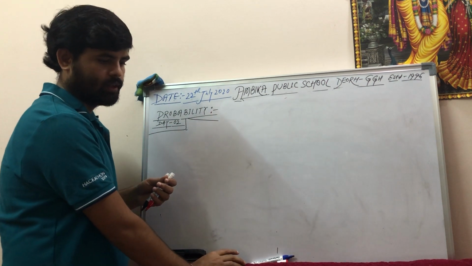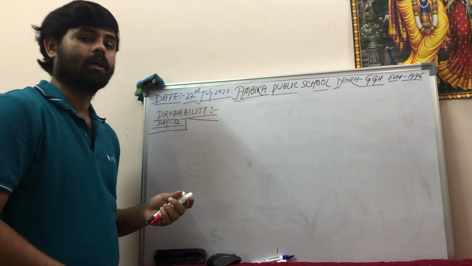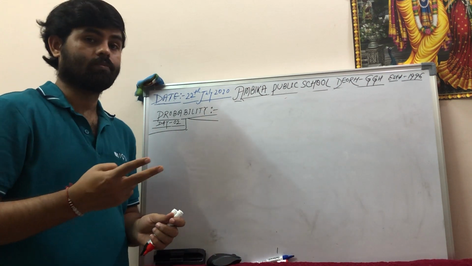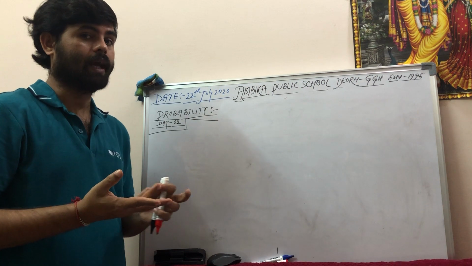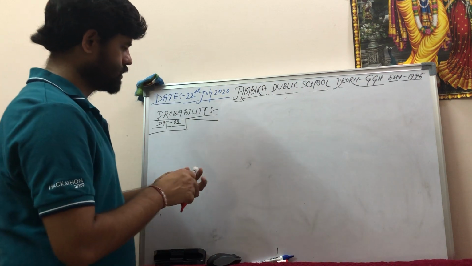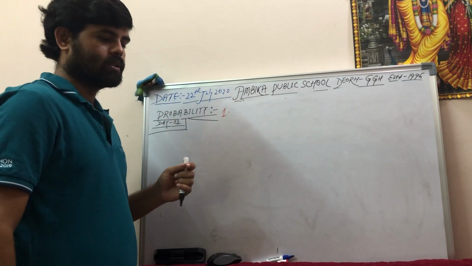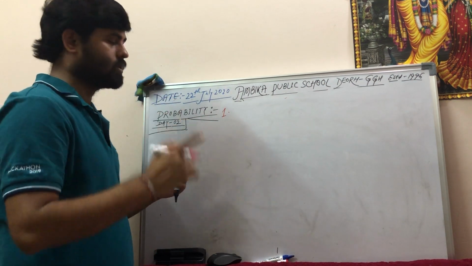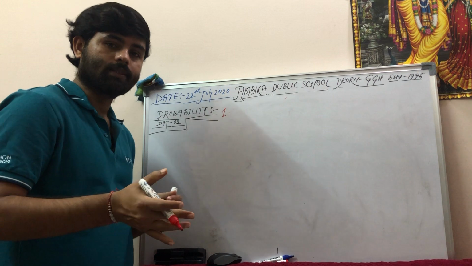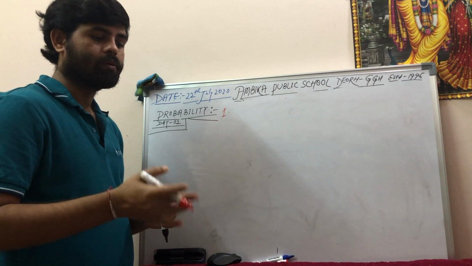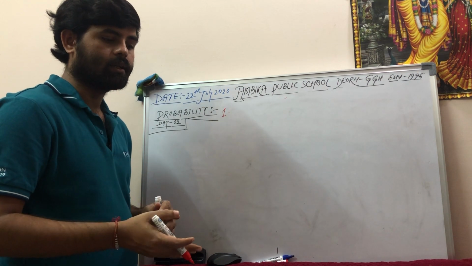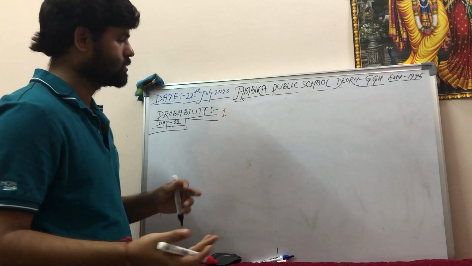Okay, now I will give some questions and then we'll understand two more concepts, impossible event and sure event. So first we'll see the question and then we'll describe. The question is, I am throwing a dice. What is the probability of getting a number 8 in a single throw of a dice?